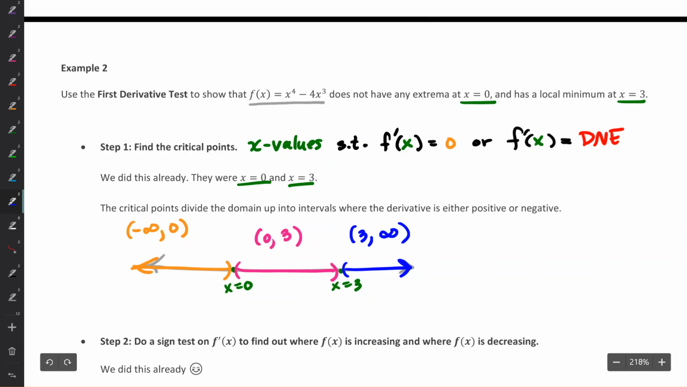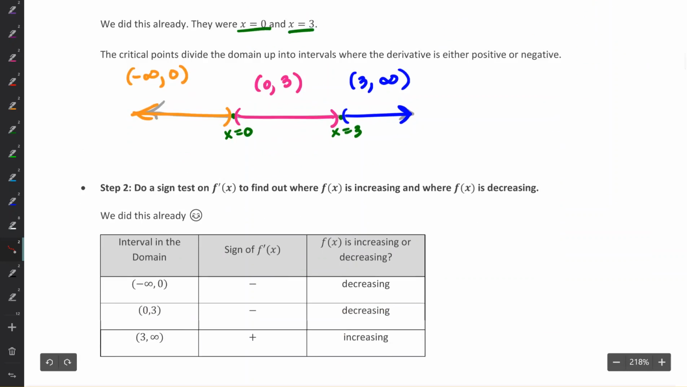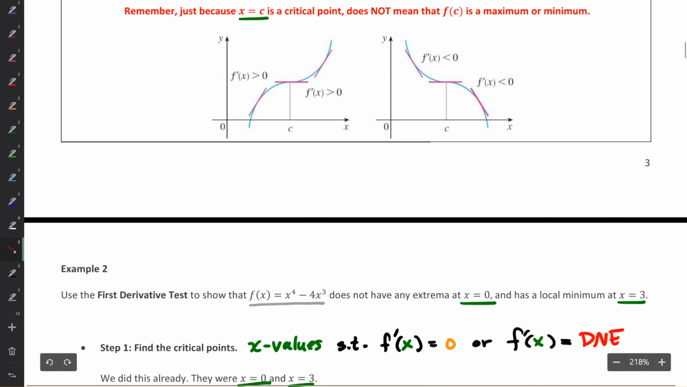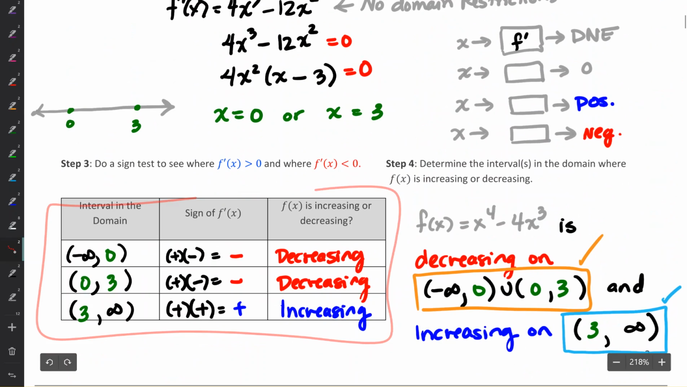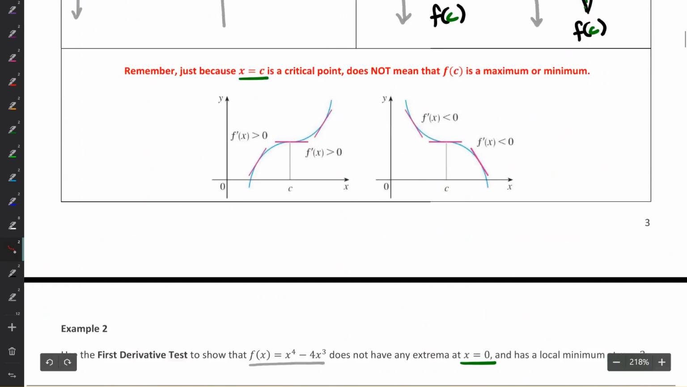Okay, now we do a sign test on the first derivative. That's why it's called the first derivative test. That'll tell us where my function is increasing and where my function is decreasing. And again, we did this already, so I just typed up this nice little result that we did here, right?